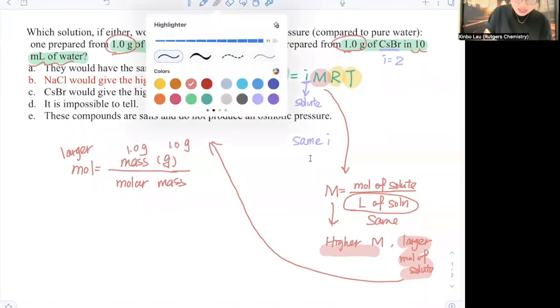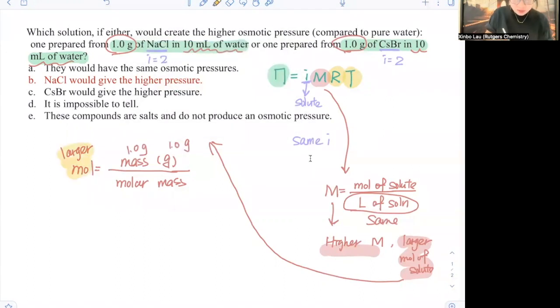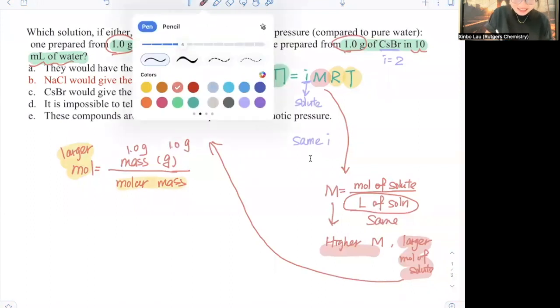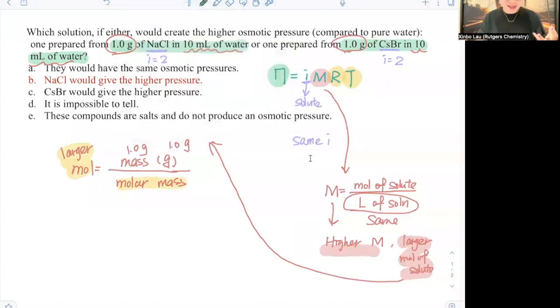So if we want to look for larger moles, what do we need? This is a mathematical relationship. We need a smaller molar mass. So you're really looking for a smaller molar mass between these two substances, sodium chloride and cesium bromide. As I said, you really don't need to do the calculation or go to the periodic table. We can see the trend. Based on the locations of both substances on the periodic table, we can tell which one has a smaller molar mass.